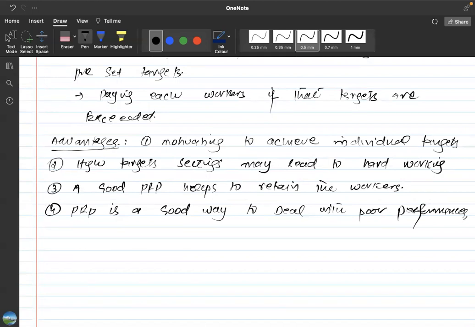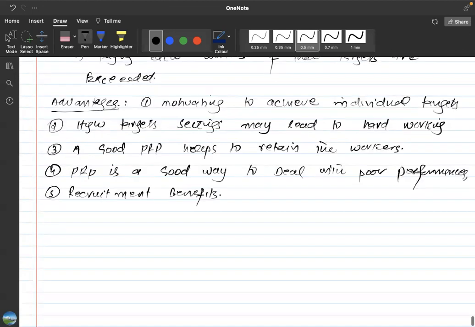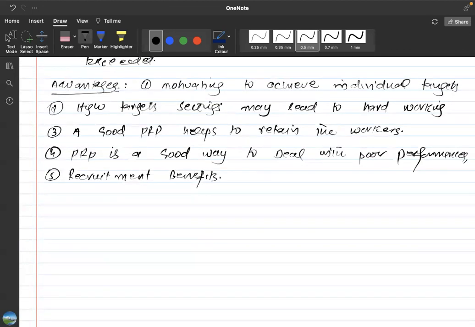It might lead to higher productivity, and this also works as a recruitment benefit to the organizations who pay good performance related payments. The workers are appealed towards those organizations, and they like to work with those organizations in future. What are the disadvantages of paying performance related pay as the financial reward?